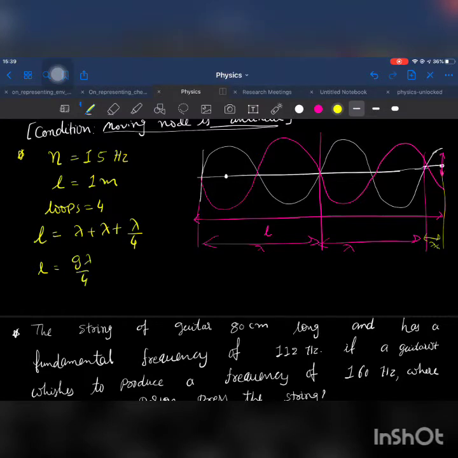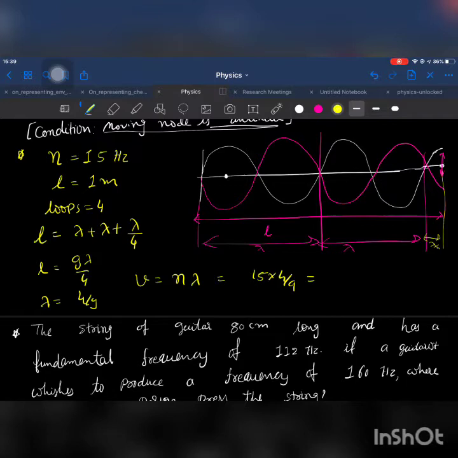You have the frequency, you just have to calculate the velocity. Velocity is what? n lambda. Now the length is 1 meter, so from here, 9 lambda by 4 equals 1, so lambda is 4 by 9. So velocity is n lambda, that is 15 into 4 by 9. So what is it?